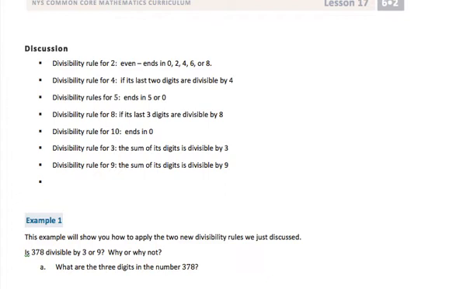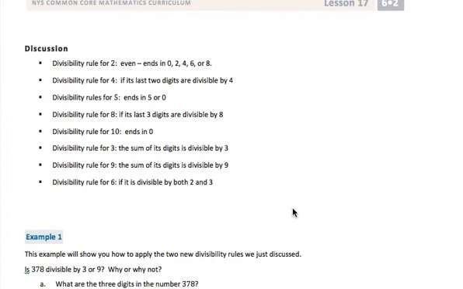Finally, we'll add one for 6. A number is divisible by 6 if it is divisible by both 2 and by 3. So if it is even and the sum of its digits is divisible by 3, it is divisible by 6.